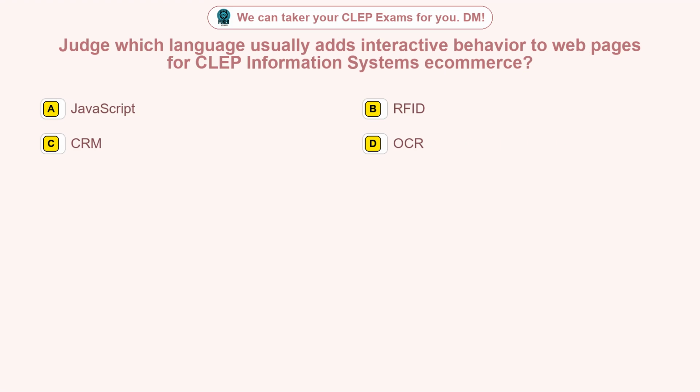Question 36. Judge which language usually adds interactive behavior to web pages for CLEP Information Systems Ecommerce. Option A. JavaScript. Option B. RFID. Option C. CRM. Option D. OCR. The correct answer is option A. JavaScript.